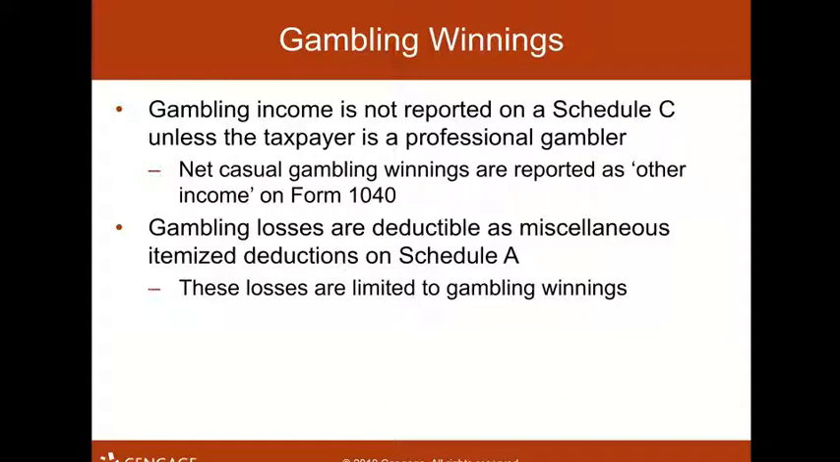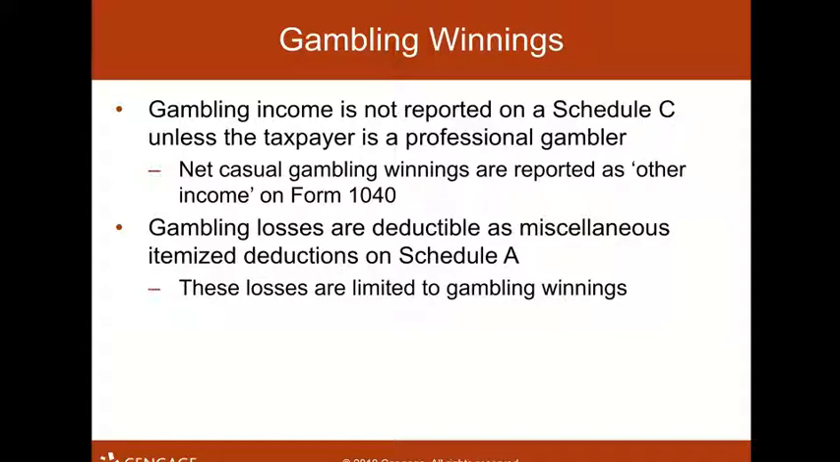Net casual gambling winnings are reported as other income on Form 1040. So it is not reported under Schedule C, but it is reported as part of Form 1040 as other income.